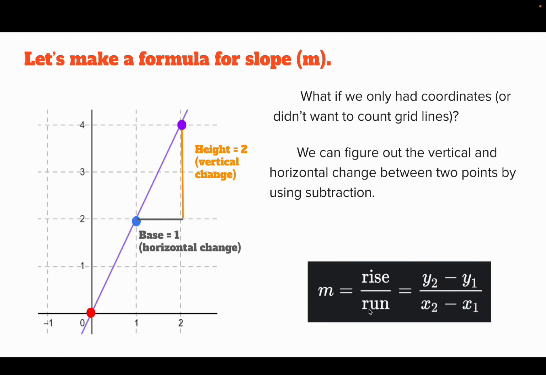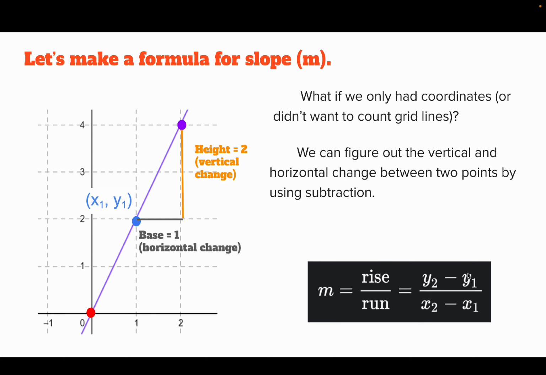Slope is rise over run, which is also height over base. And to find the rise, you subtract the y coordinates. Same thing with the x coordinates. Sometimes students get confused about these subscripts here. We just use them to distinguish between the 2 points.